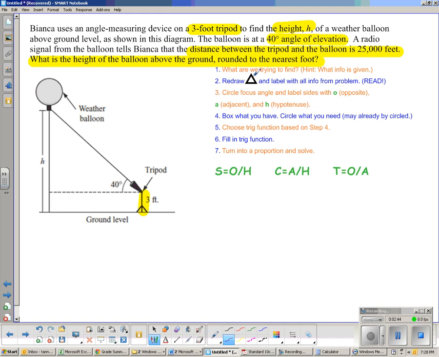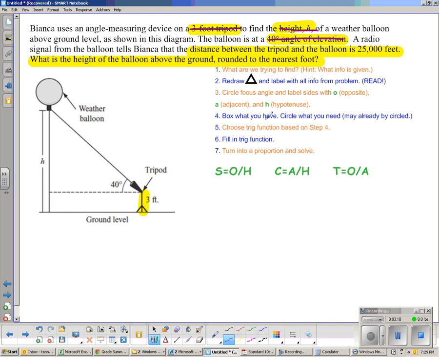So redraw the triangle. Obviously, you would have to redraw the triangle in order to label it on a computer-based test, and label with all the information from the problem. Read. So let's see, do we have everything? 3-foot tripod? Check. Height labeled of the balloon off of the ground? Check. Balloon is at a 40-degree angle of elevation? Check. Distance between the tripod and the balloon is 25,000 feet.